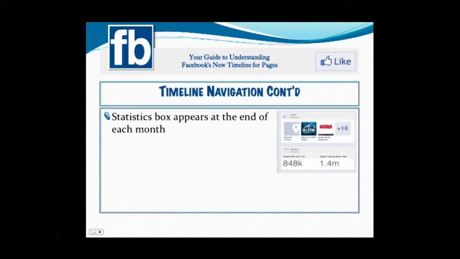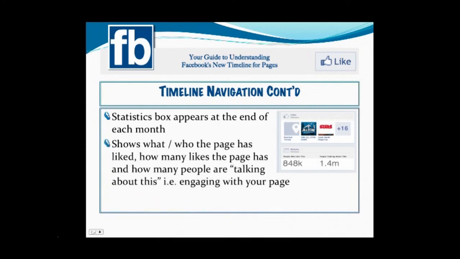At the end of every month in the timeline, there is a statistic box, and this box has different statistics, which include things like how many people like your page and how many pages the page has liked. So you, acting as your page, if you have liked, in this example, 16 other pages, it will say plus 16 here. And then it also tells you who is talking about your page. People talking about your page are the people that are engaging somehow with your page. This can be by sharing, by commenting, by liking. So anybody that is engaging with your page.